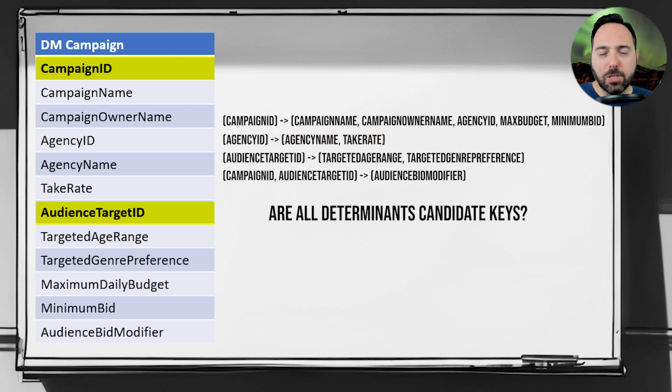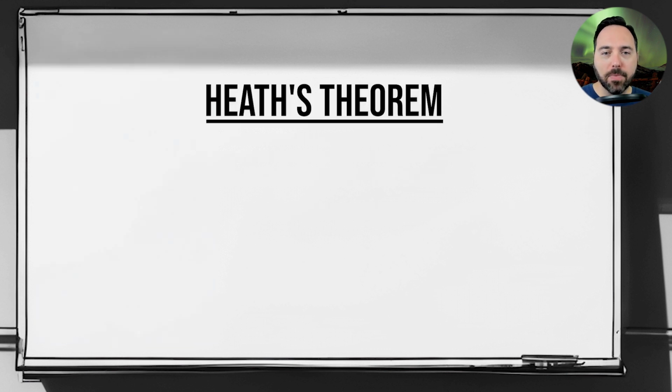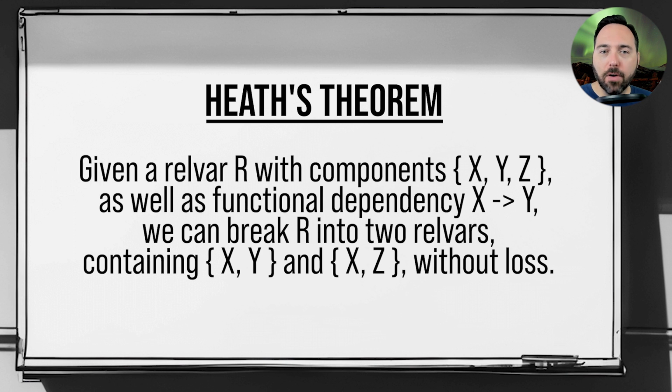What are we supposed to do at this point? Well, let's take a step back and introduce Heath's theorem. Suppose we have a rel var R, and it has some collection of components, which, for the sake of being generic, I'll say are X, Y, and Z. Furthermore, let's also postulate that there is a functional dependency where X functionally determines Y. If all of this holds true, we can break out rel var R into two rel vars, where the first one contains X and Y, and the second contains X and Z.